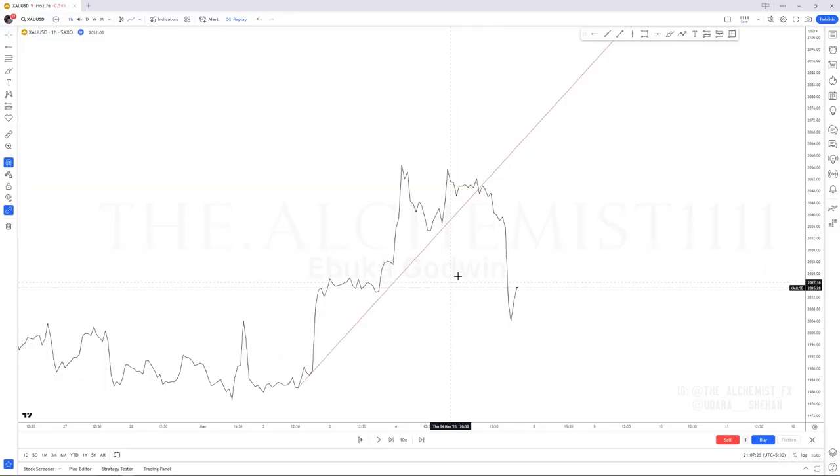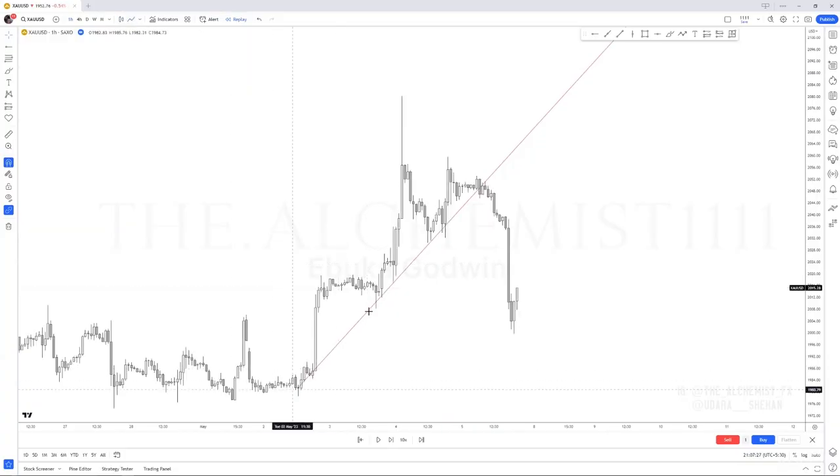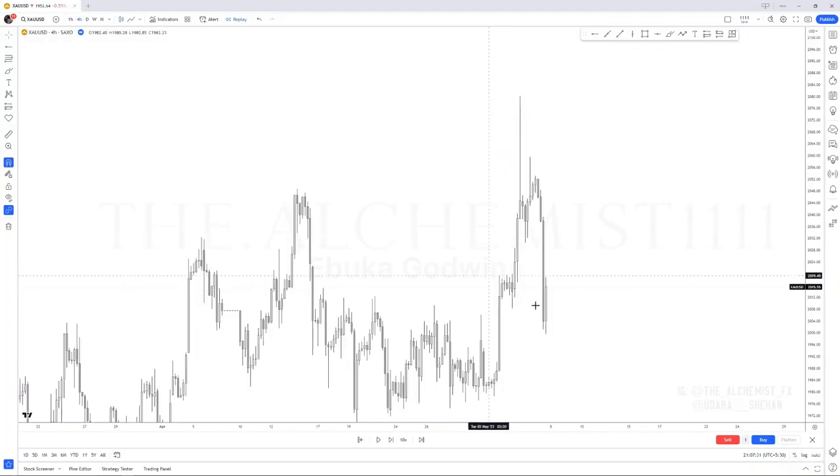Keep that in your mind, okay? Keep that in your mind. So look at this. We had this trend line perfectly, and even in here, if you want to spot the zones, no problem. Let me show you.